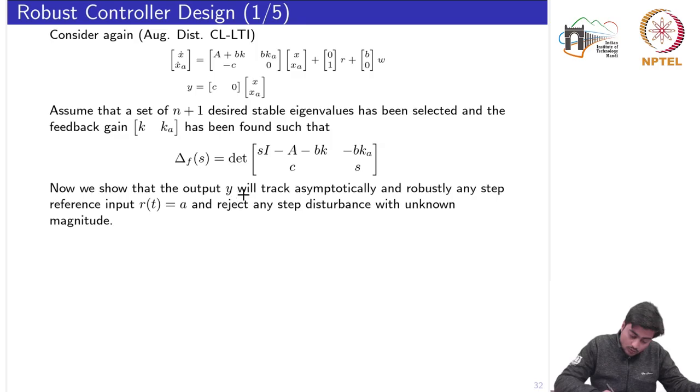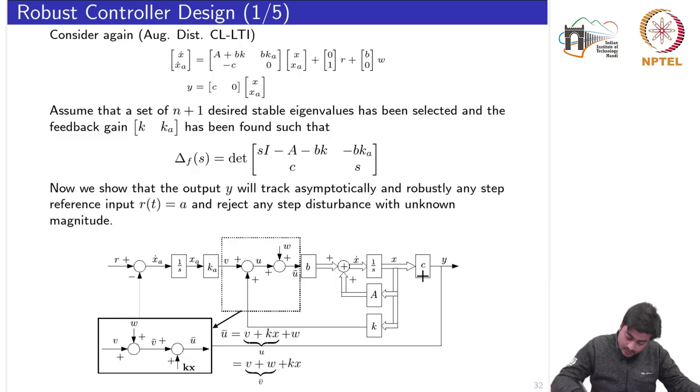Now we show that the output y will track asymptotically and robustly any step reference input r(t) equal to a, and reject any step disturbance with unknown magnitude. So now we'll start to solve the problem by using that control structure. First of all, we will recall that control structure once again. This part is the original LTI part, and between the reference and the u, we have added an integrator with a constant gain K.